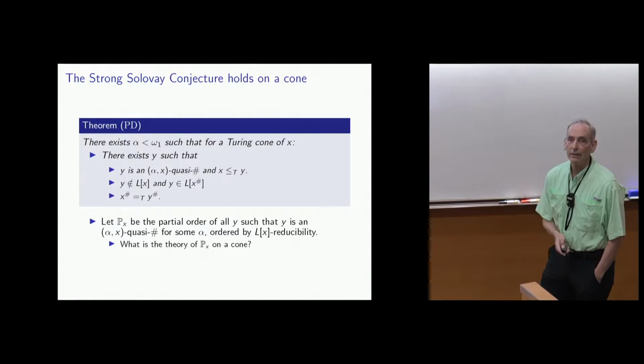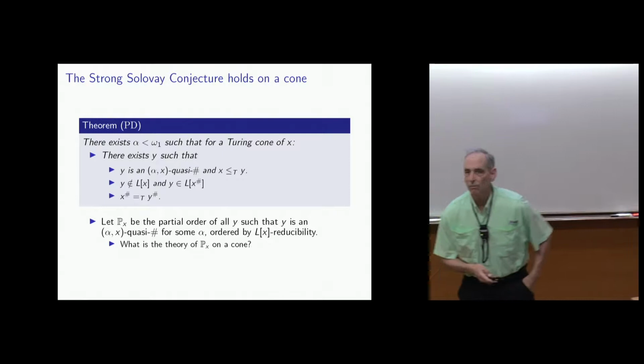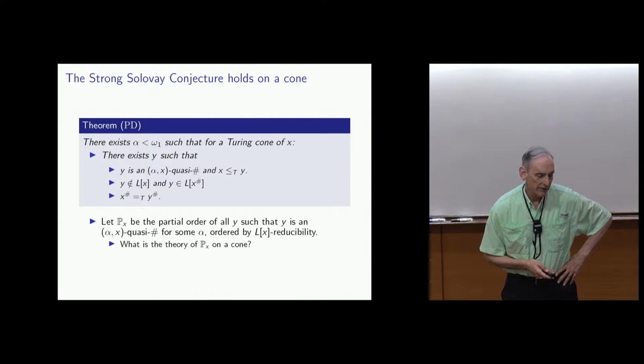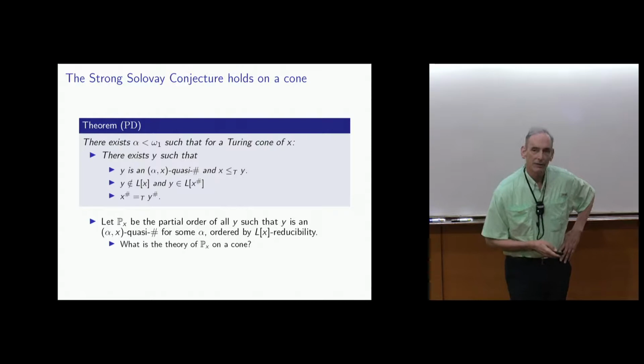No, I know nothing about that. The proof suggests that there is at least one, and they're probably well ordered by reducibility. But that looks like a hard question.